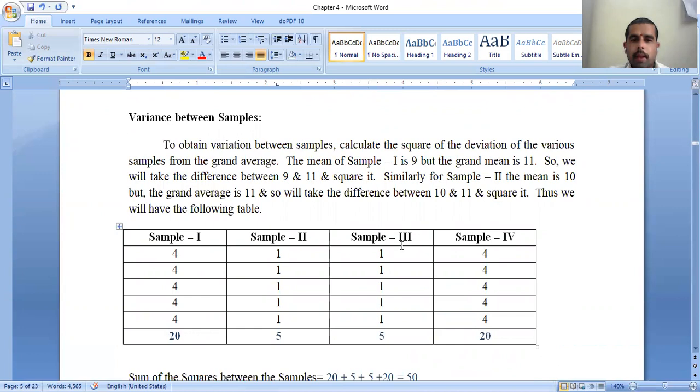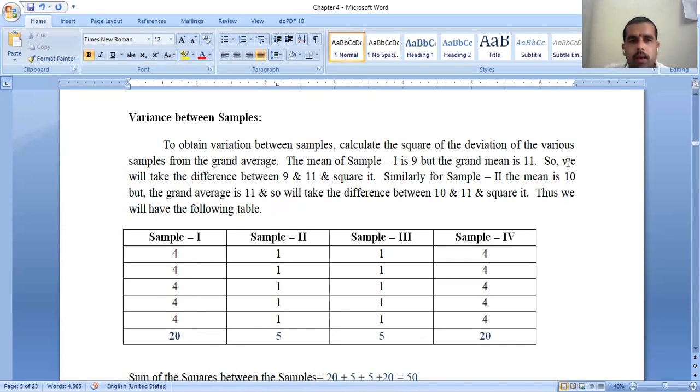Sample 1, sample 2, sample 3, sample 4. To get these sample 1 values, what did we do here? In sample 1, 9 is the average and the grand mean is 11. Take the difference between the average and the grand mean and square it. 9 minus 11 squared is 4. Here the 4 is written 5 times, 1 2 3 4 5. Then do the total, that is 20. The same method applied to get these 20, apply the same procedure for sample 2 also.